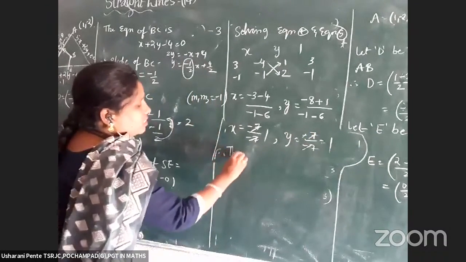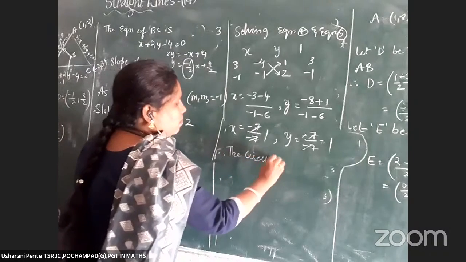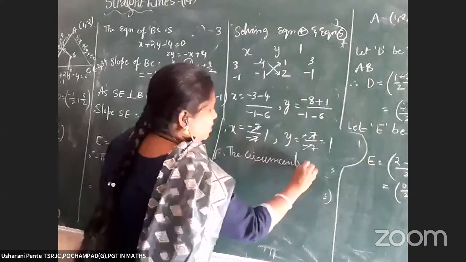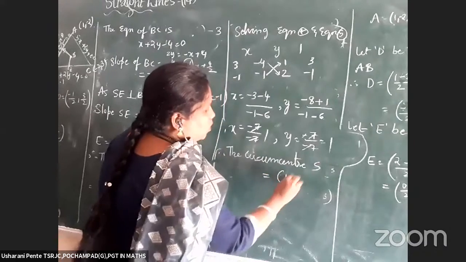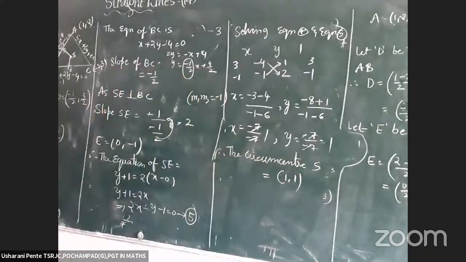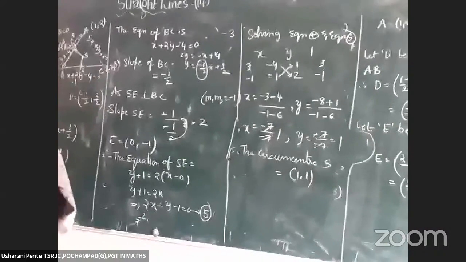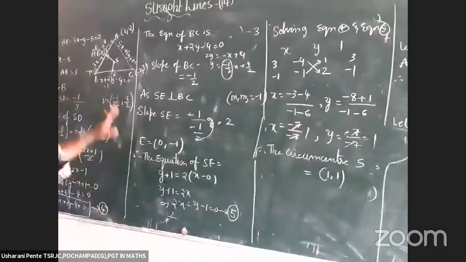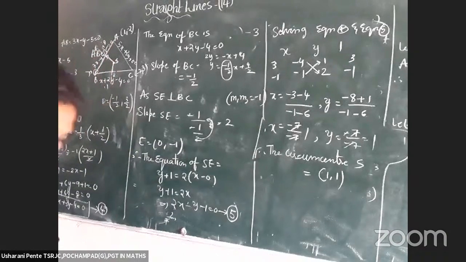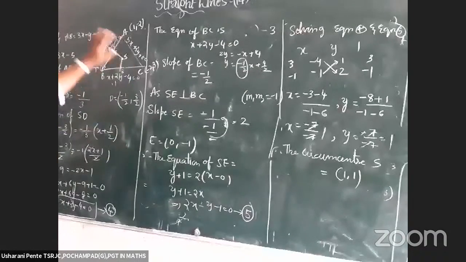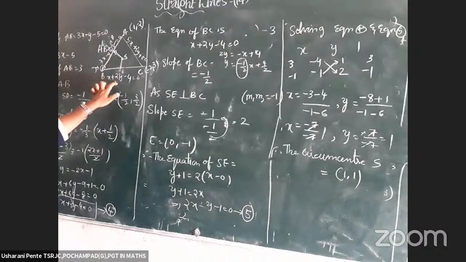Therefore, the circumcenter S is equal to (1, 1). So, how have we found it? Just one thing, they will give the equations of the sides of a triangle.